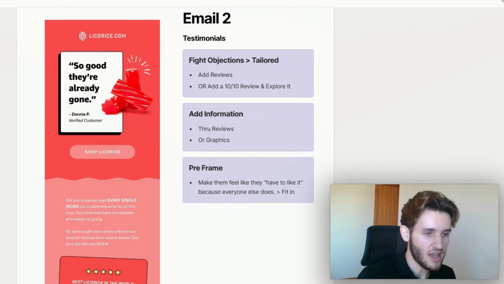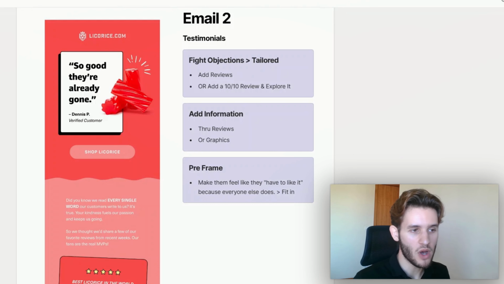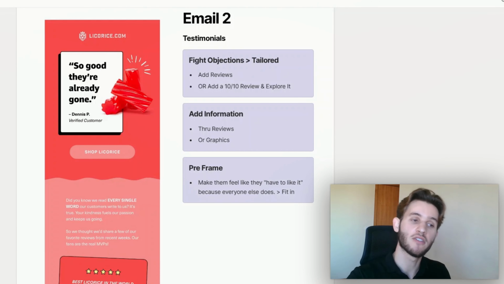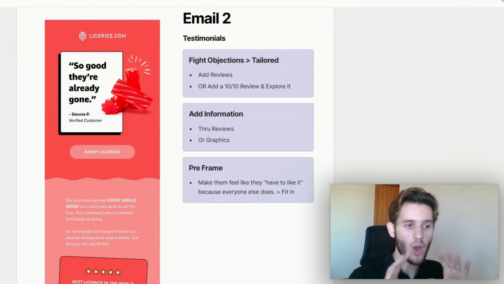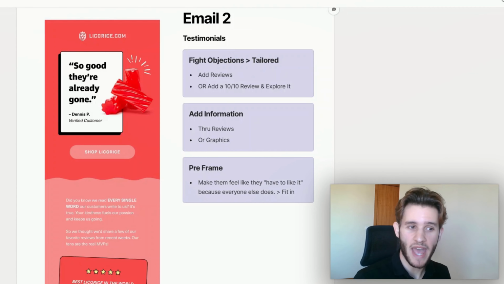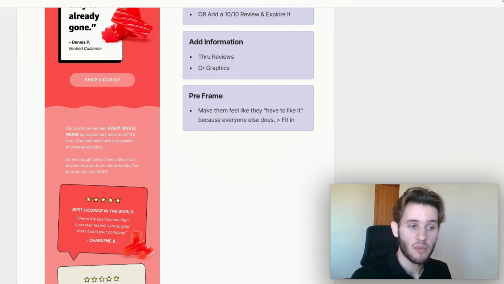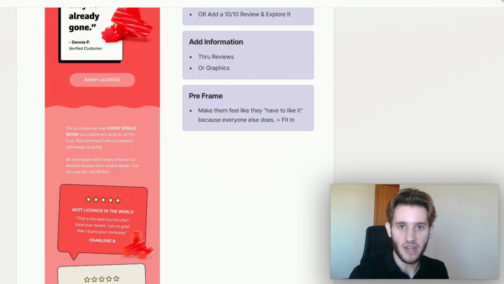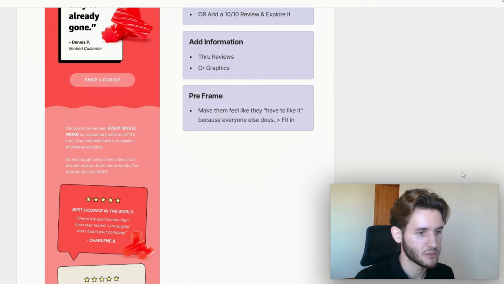Email 2. This is a testimonials email, and in this one, we want to fight objections, but in a tailored way. We want to give reviews, or we want to focus on a perfect review, a 10 out of 10 review, and then explore around it, give more details around that main review. We also want to add information through the reviews or through graphics. We don't want to add a bunch of text giving more details, so just stick to visual things. And we also want to pre-frame. We want to make them feel like they have to like it because everyone else does, and they want to fit in, so they will like it as well.